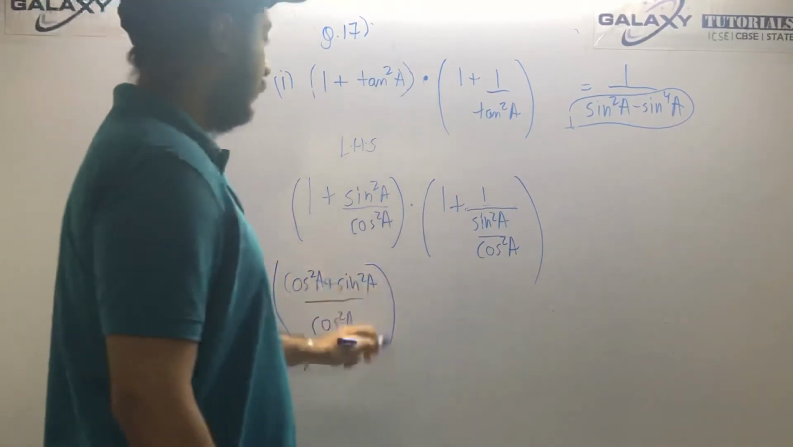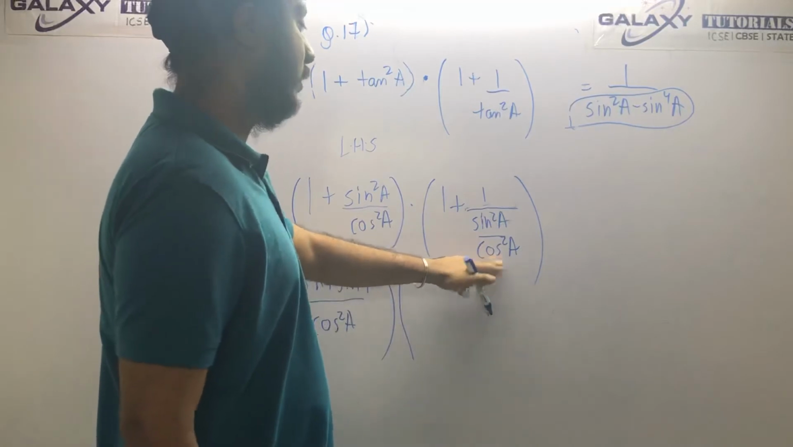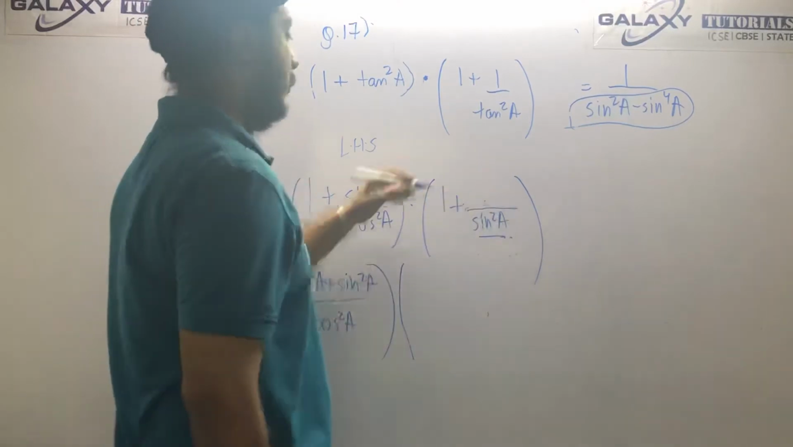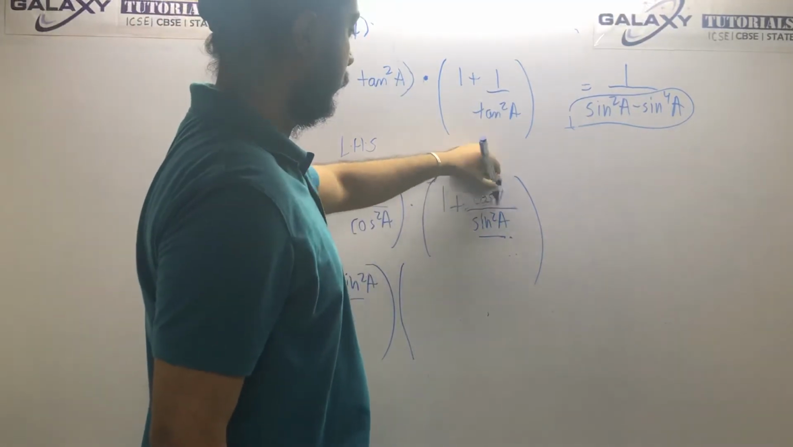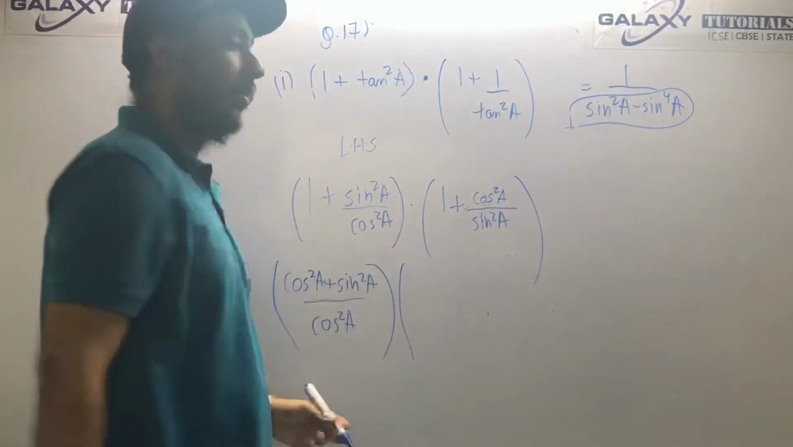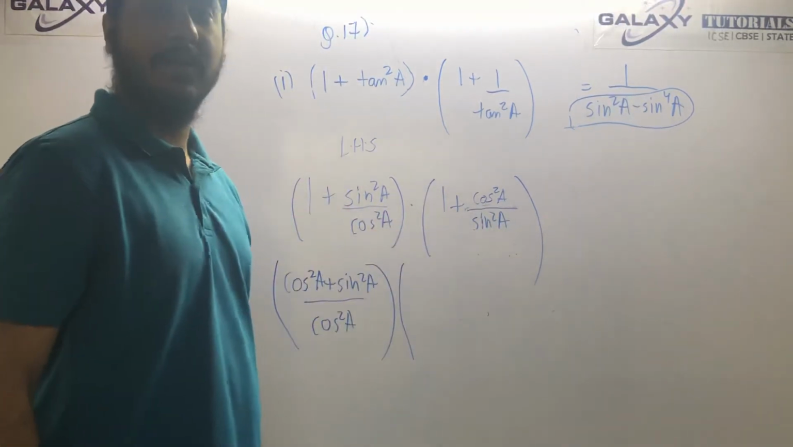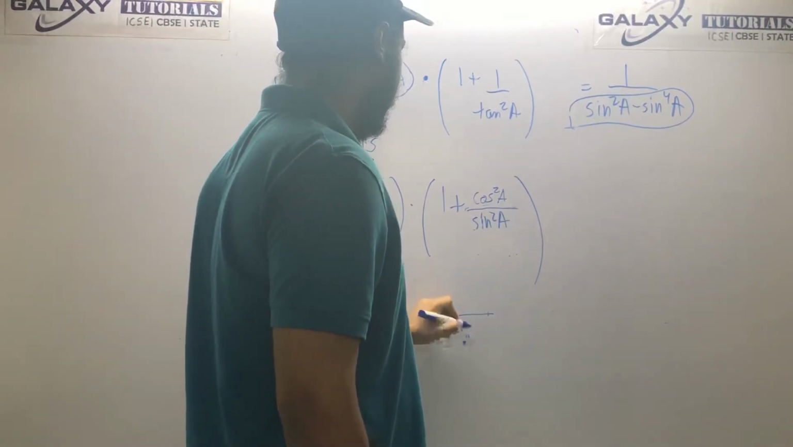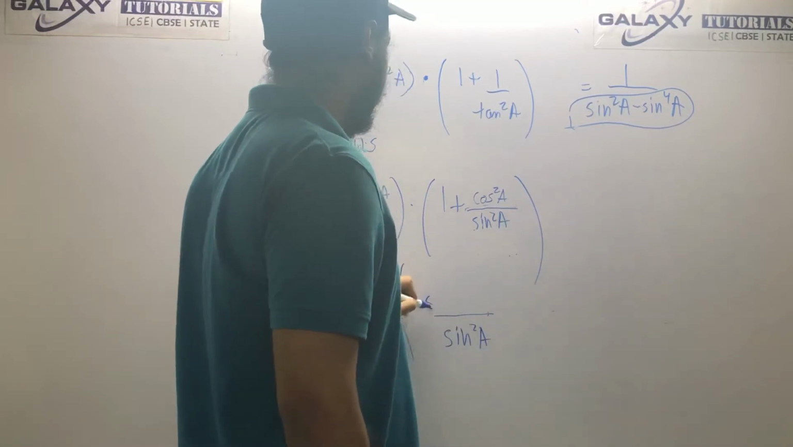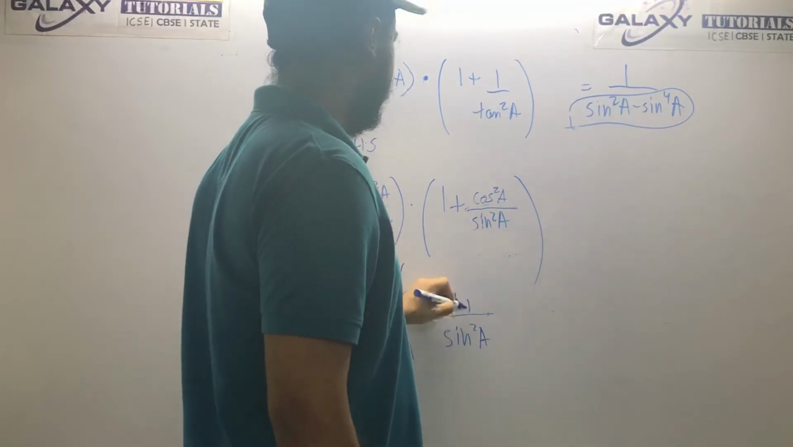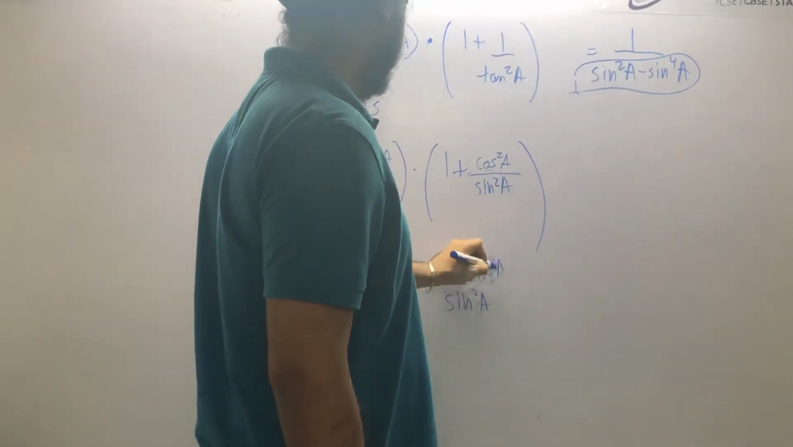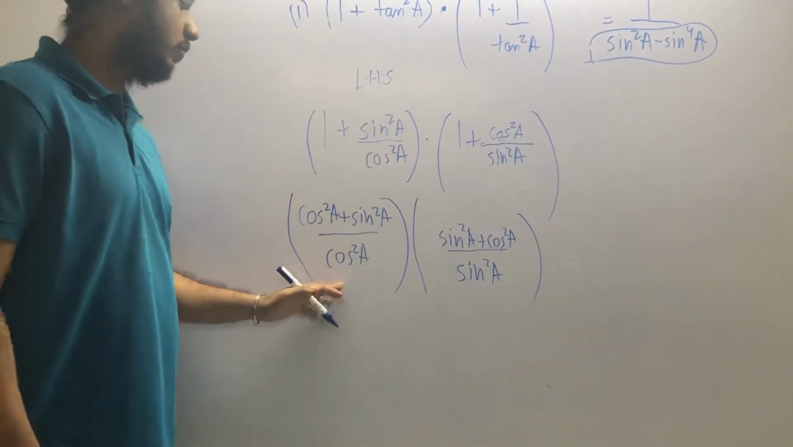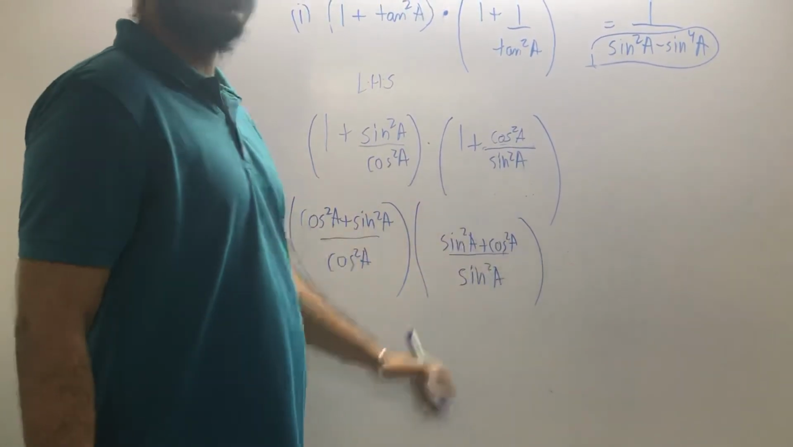Okay. Now look at this one carefully. Here it is cos square a, so that will go on the top. So what will it become? It will become cos square a upon sine square a, right? Now what will be the LCM? LCM will be sine square a, so sine square a. Okay. Now look carefully here. Cos square a plus sine square a upon cos square a into sine square a plus cos square a upon sine square a. Okay.